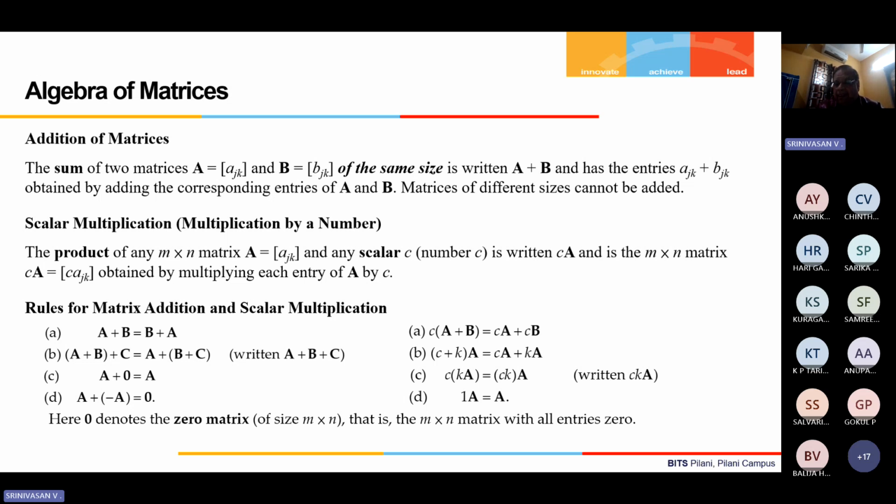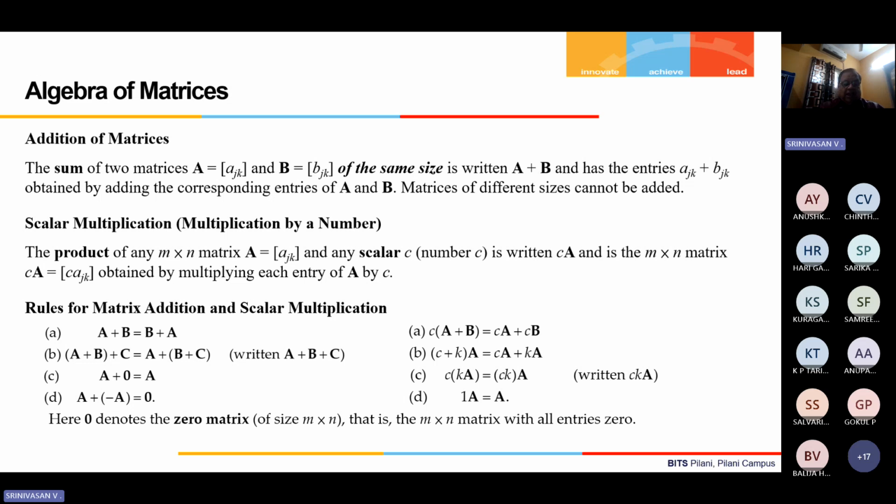What is it called? Can anyone say what property it is called? Can anyone? Hello? Vishal? Hari Gayatri? Is there anyone to respond? Sir, is it associative? Very good. It's called associative property. So you might have seen all these things in your group theory also, isn't it?